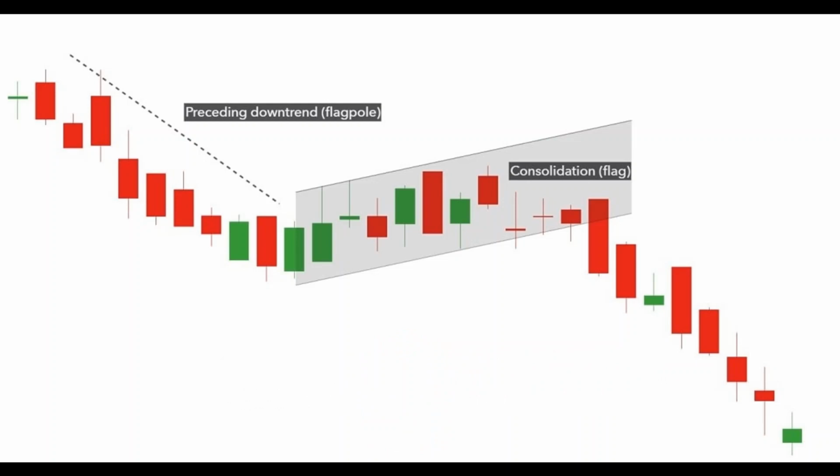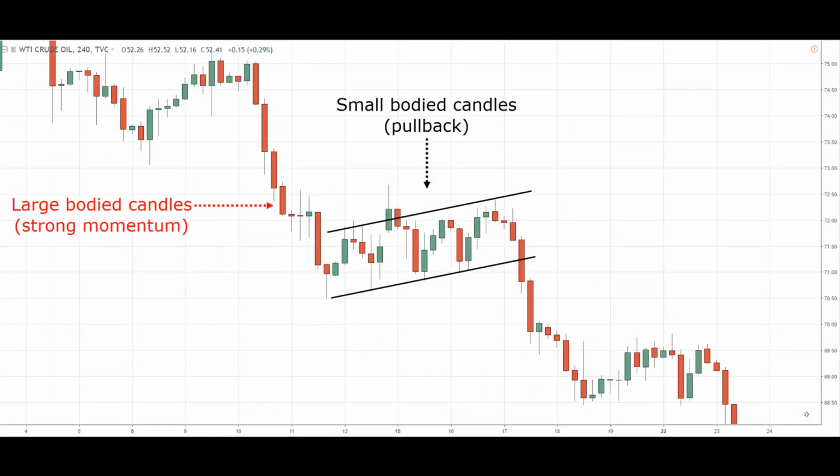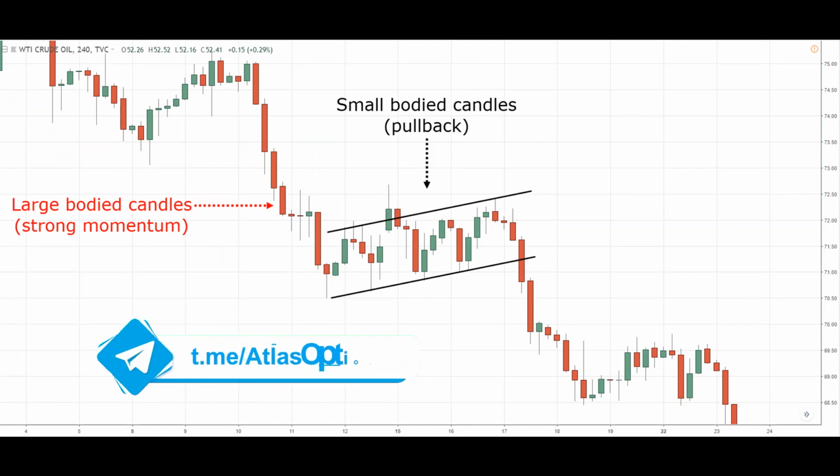This downtrend should have a series of lower highs and lower lows. Next, you need to look for a consolidation phase forming a flag shape. This consolidation phase should have a narrow range of price movement and last for at least a few days. During this phase, the price should move in a parallel channel or slightly downward sloping channel.